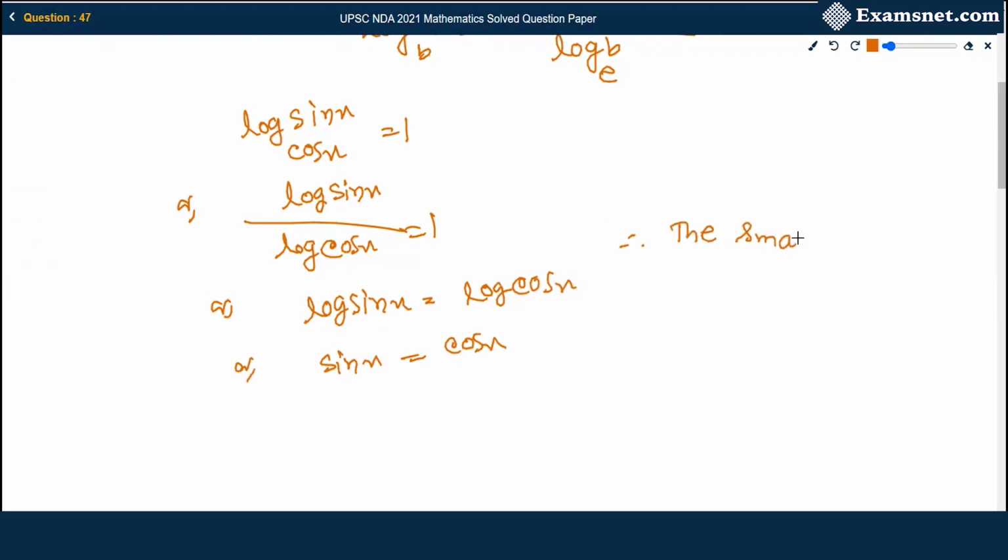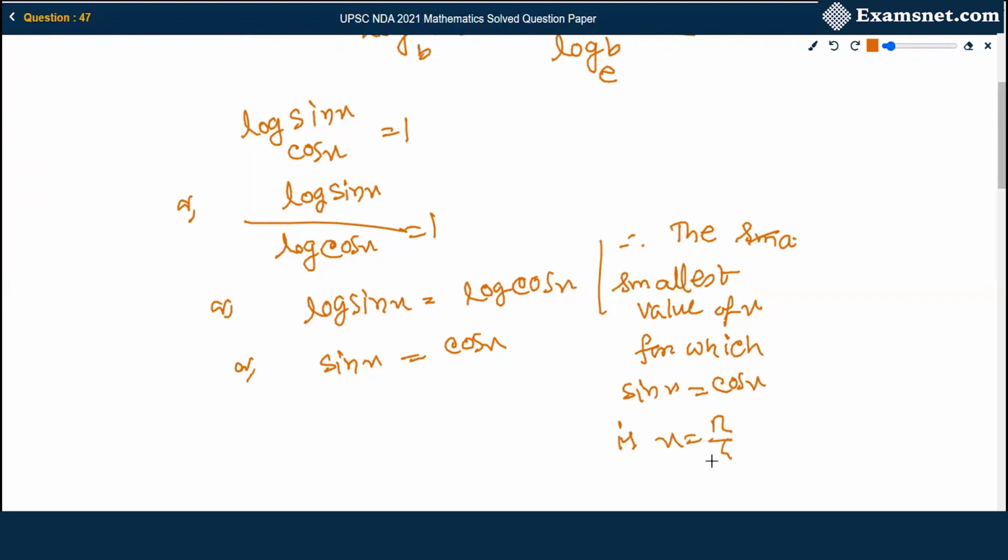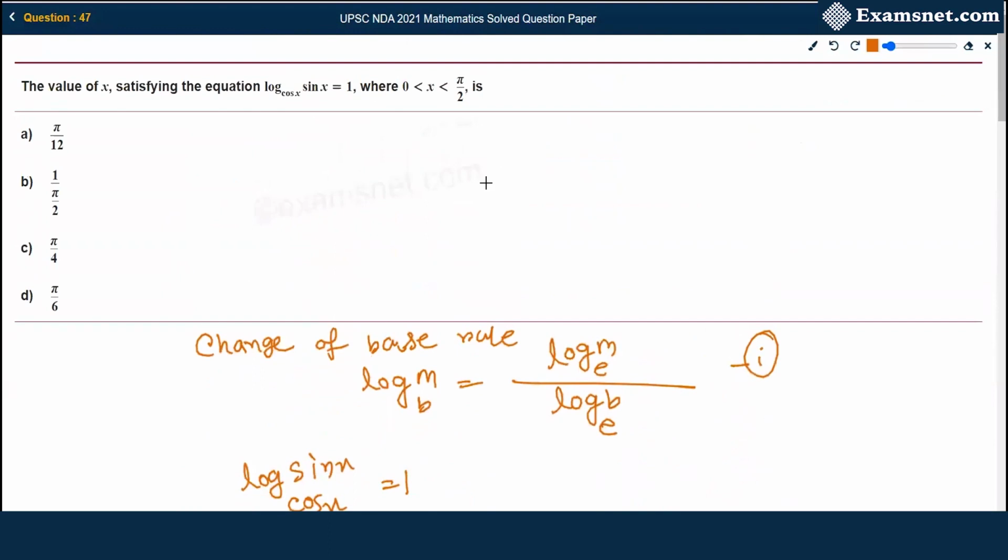So the only possibility is that the smallest value of x for which sin x equals cos x is x equals pi by 4, because we know sin pi by 4 gives us 1 by root 2, as well as cos pi by 4 gives us 1 by root 2. So here the value of x is pi by 4. That means option C is the correct answer.